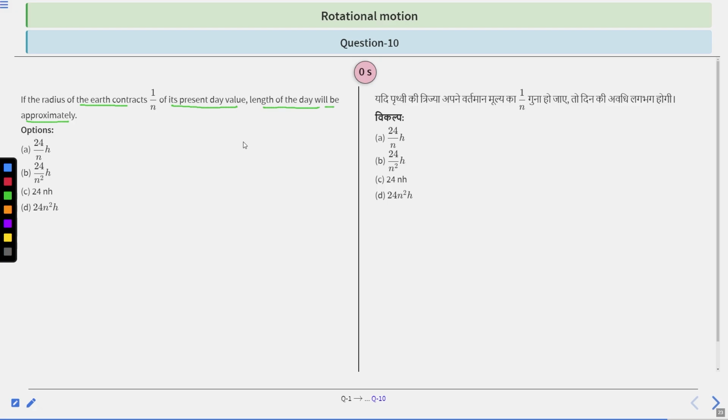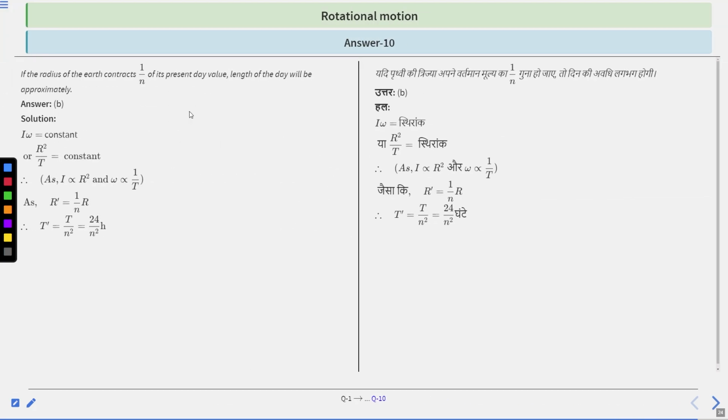Let's find a solution. The Earth contracts to 1 by nth of its present day value. So what will the length of the day be? We know I omega is constant. So r square by T is constant, as I is directly proportional to r square and omega is inversely proportional to T. So from this, r prime equal to 1 by n times r.